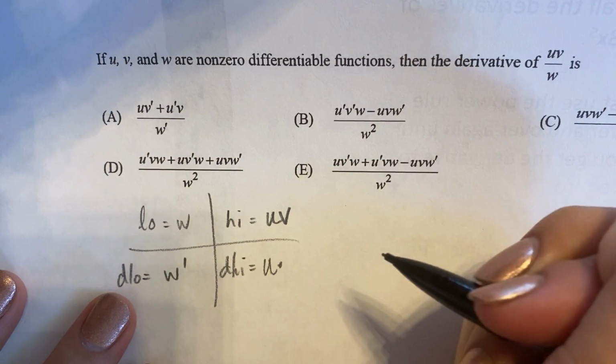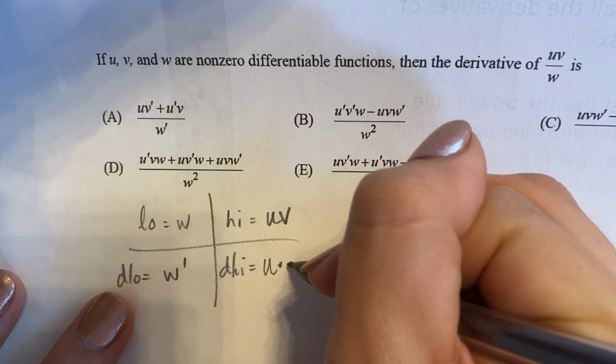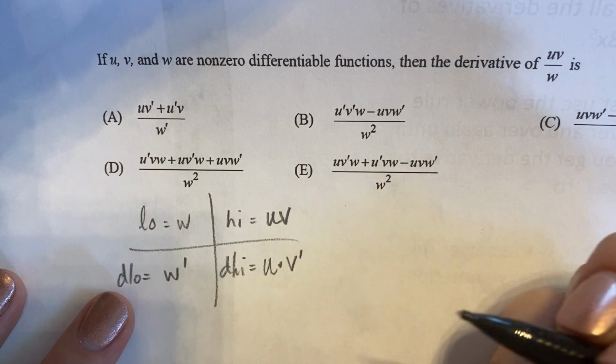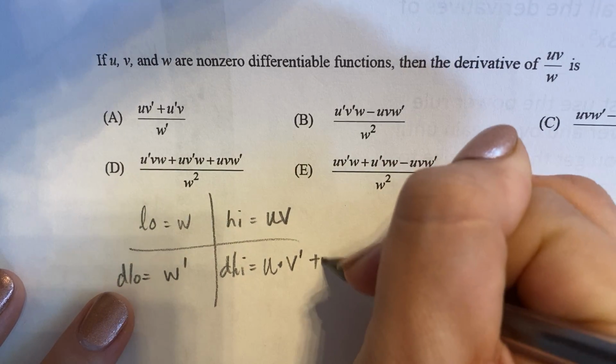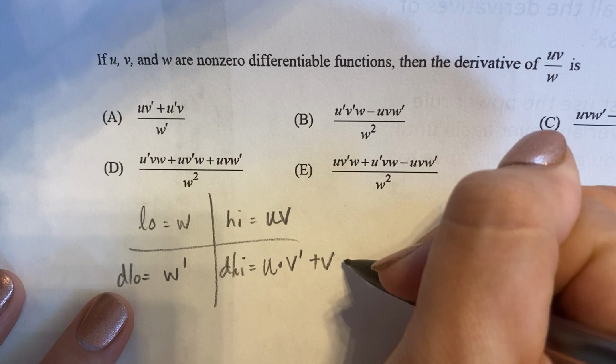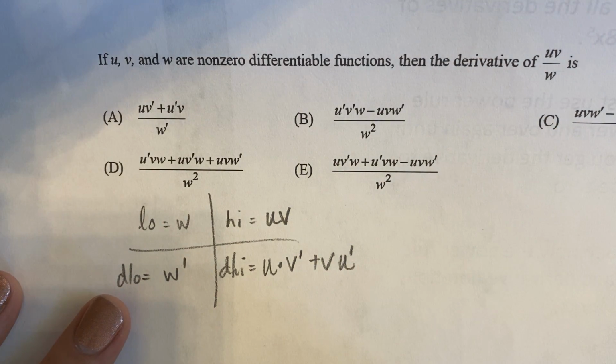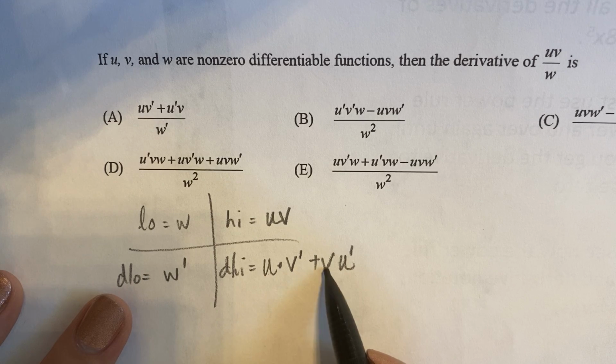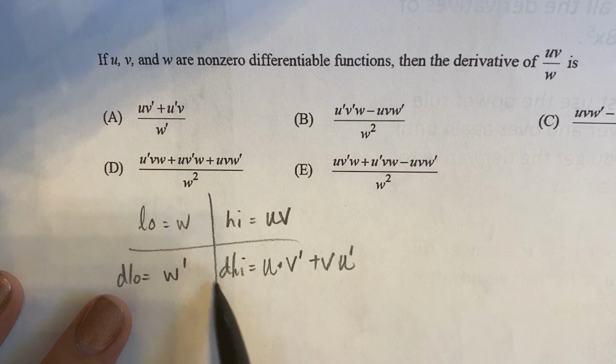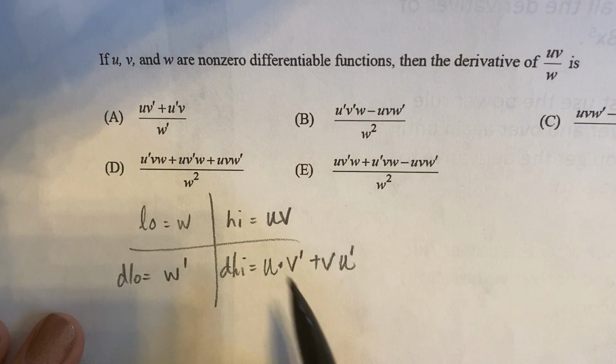U dv, instead of writing dv, I'm going to write v prime plus v du. Instead of writing du, I'm going to write u prime, okay? So this is u dv plus v du. So this is me using the product rule inside the quotient rule. Okay? Now let's quotient rule it up.